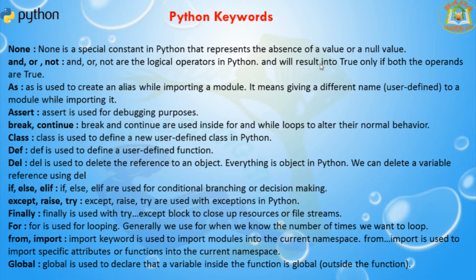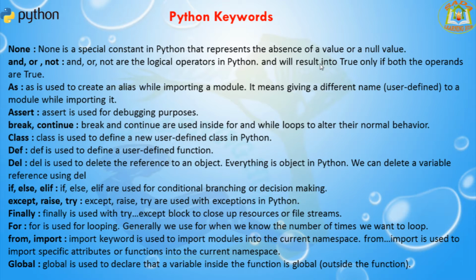And the with keyword. The with statement is used to wrap the execution of a block of code within methods defined by the context manager. And coming to the yield keyword, it is used inside a function like a return statement, but yield returns a generator.